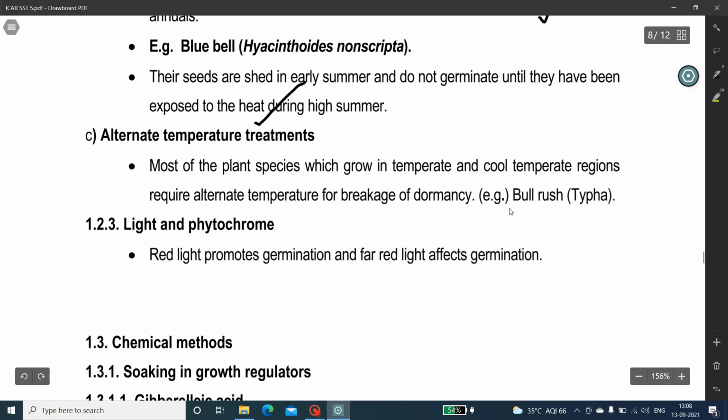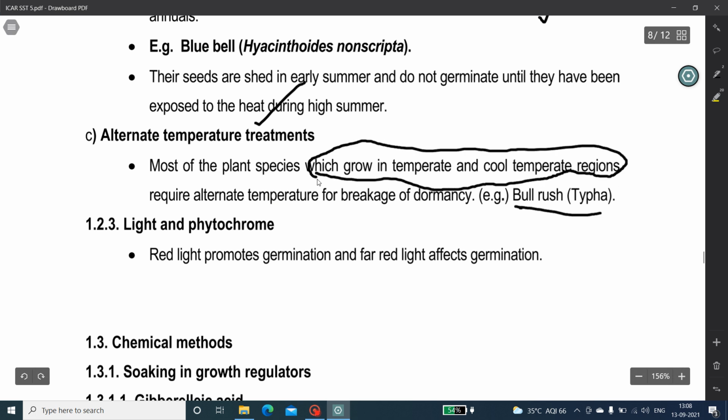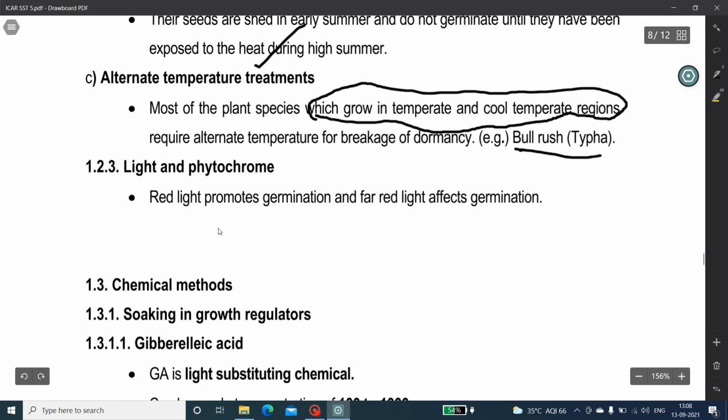In the case of bulrush, that is Typha, it requires alternate temperature for breaking dormancy, and most of the plant species which grow in temperate and cool temperature regions require this type of treatment. And the next one is light and phytochrome. Here red light of 630 nanometer promotes germination, whereas far red light of 730 nanometer affects germination.